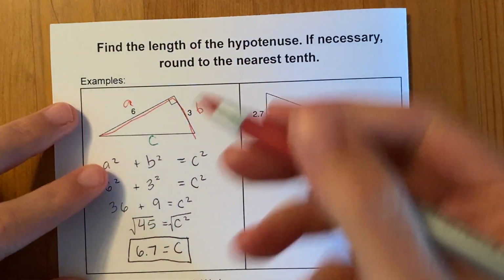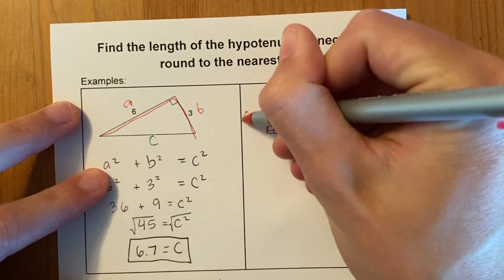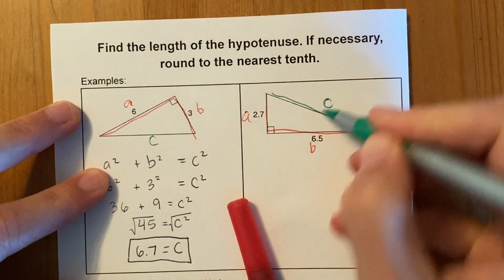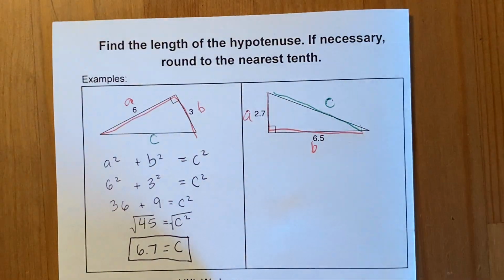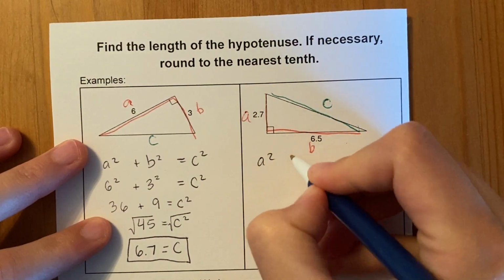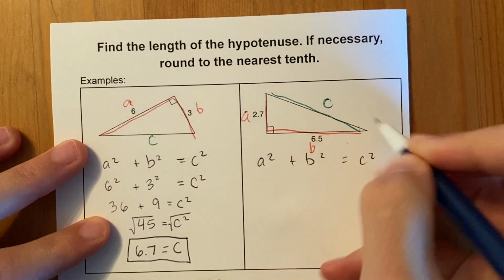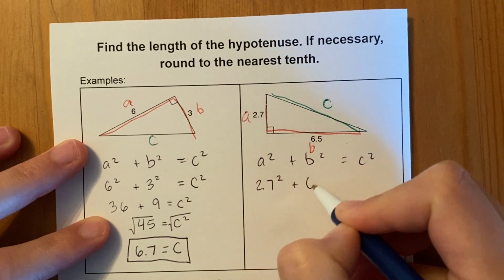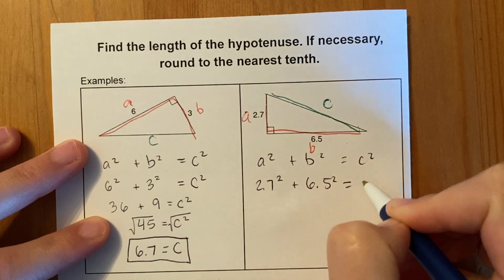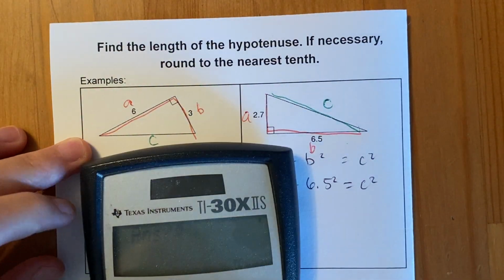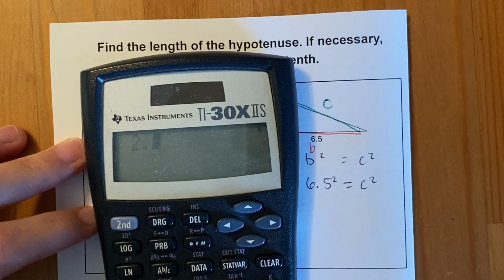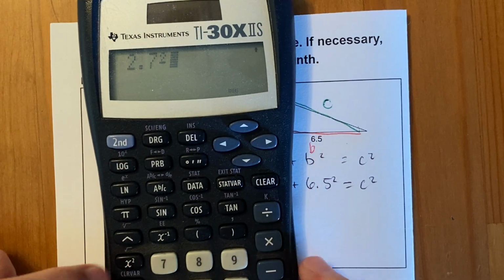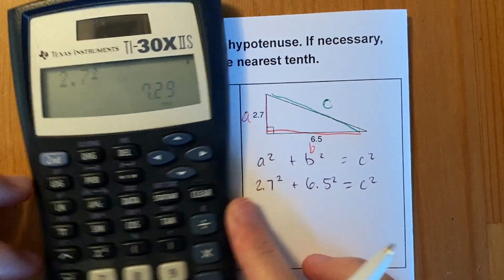Once again, I'm going to label. This is A and B. My hypotenuse is this side, C. Okay, so I'm plugging in. Notice I have decimals here, so what? I'm just going to use a calculator. 2.7 squared plus 6.5 squared equals C squared. Obviously, this is 2.7 times 2.7. You can enter 2.7 times 2.7, or you can just use this button right here to square it. That's 7.29.